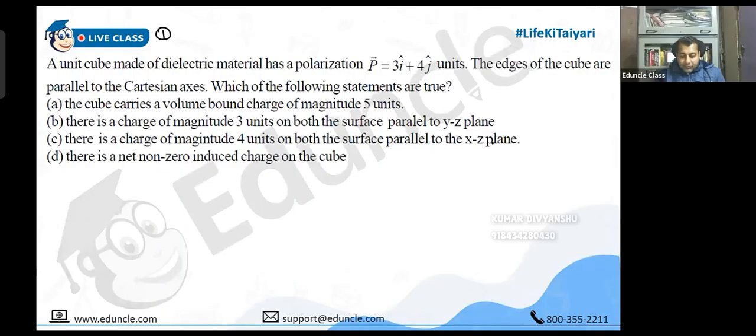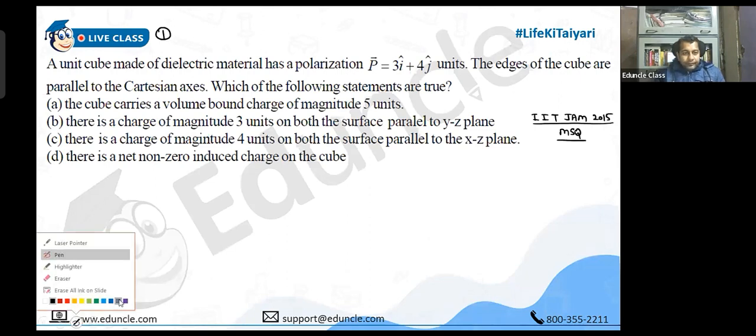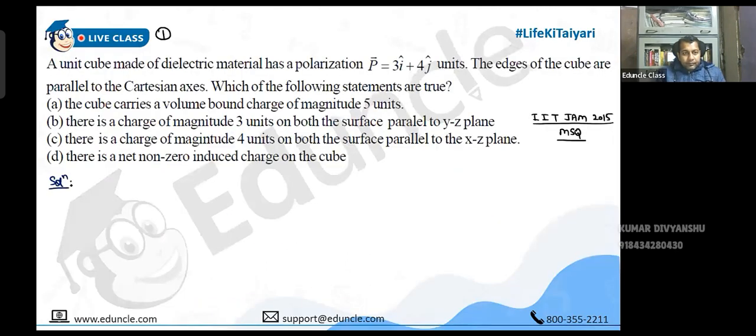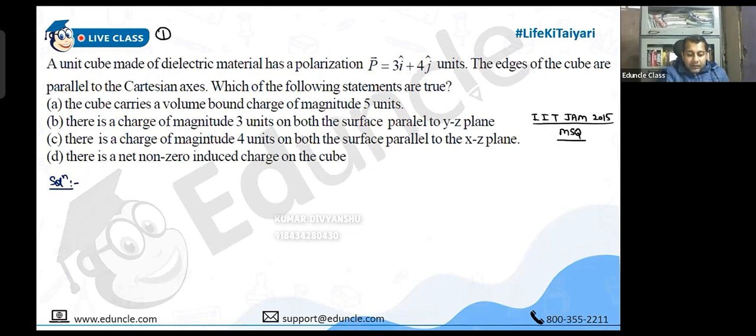So we will start from this question. IIT JAM 2015 MSQ. Polarization of the dielectric material is given, and then they are asking you about the volume charge density and the surface charge density. Bound, because dielectric will get polarized. And because of polarization, there is creation of bound charge within the volume and on the surface of the dielectric, and that is what we call polarization.